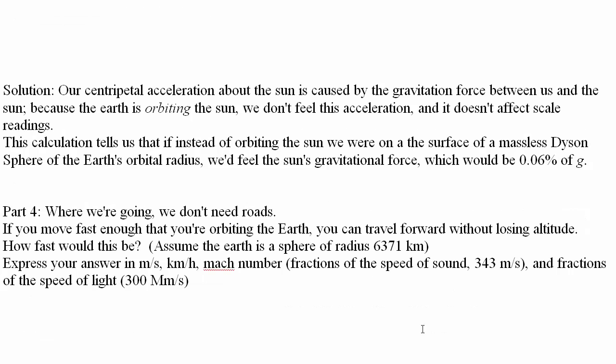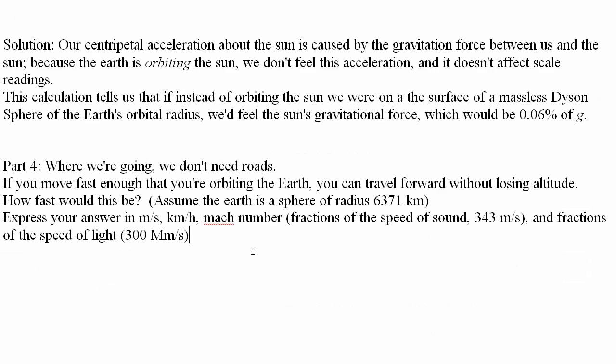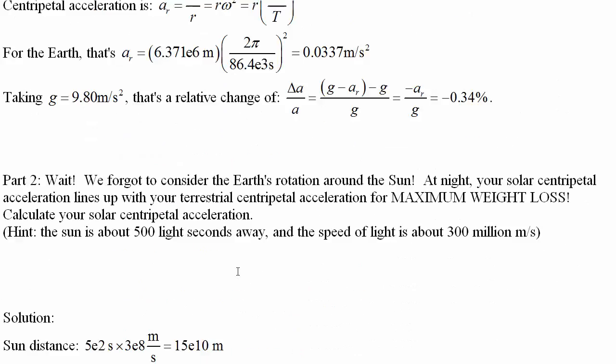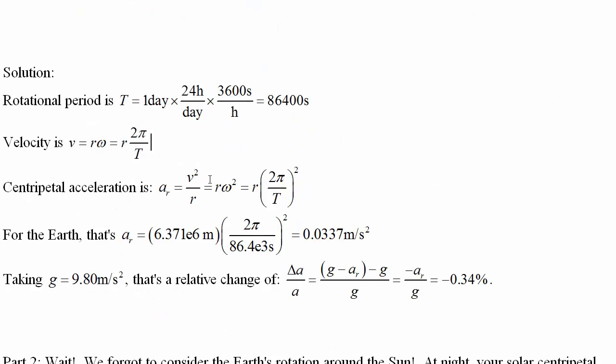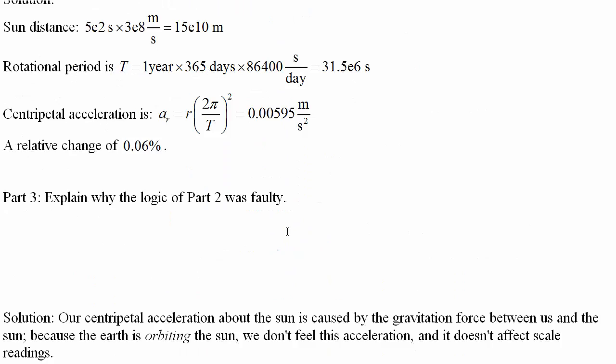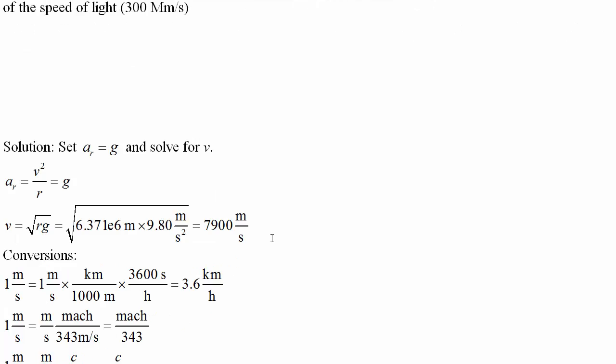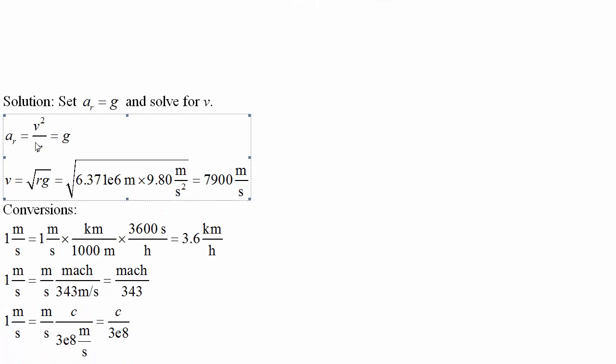Okay. So this is basically saying how fast do we have to be going before g is equal to the radial acceleration we calculate for the Earth's surface. Well, v squared over r at the radius of the Earth, we can solve this equation for v and find that we need to be moving 7,900 meters a second.